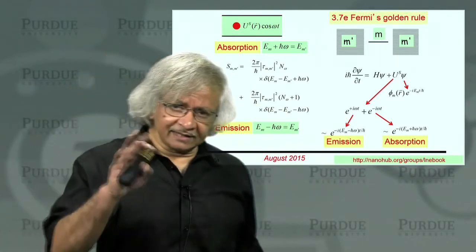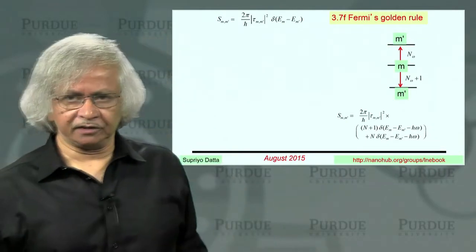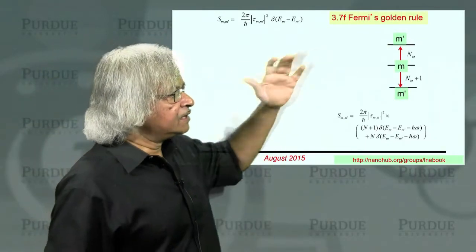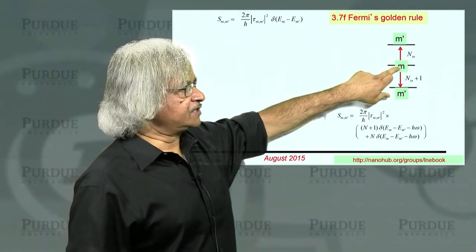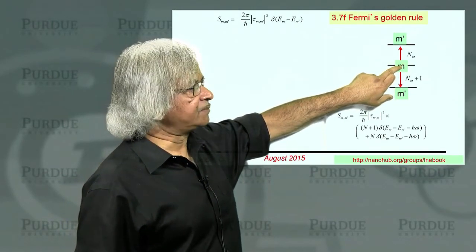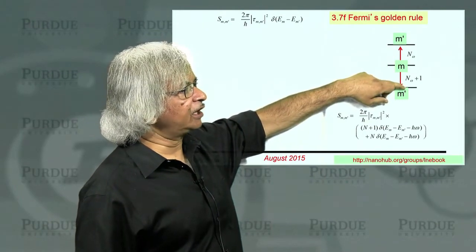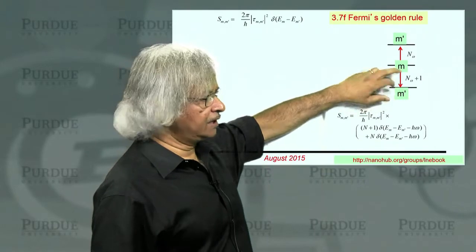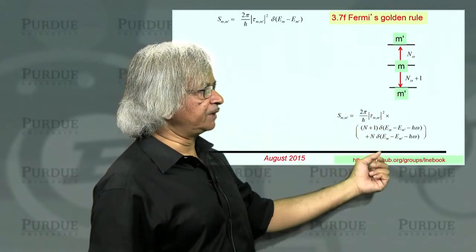Now one way to understand this unequal thing is by adopting a different picture. So let me explain that a little. So our picture right now is, if your electron is in the state m, then it can absorb a phonon and go to a state m prime, or it can emit a phonon and go to a different state m prime, and the rates are proportional to n plus 1 and n.